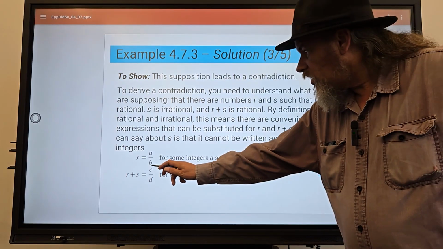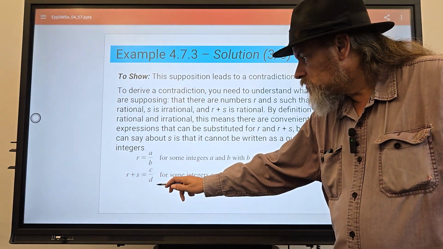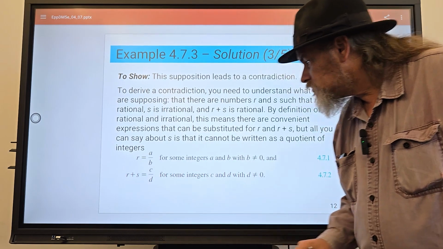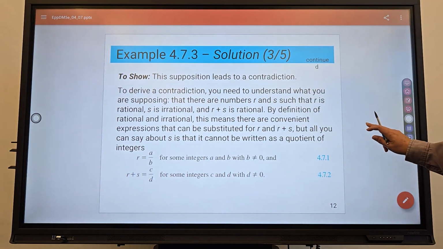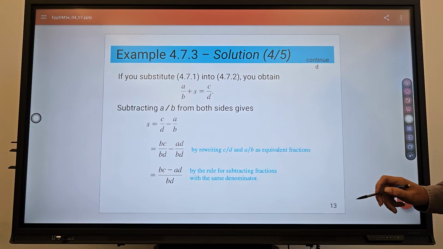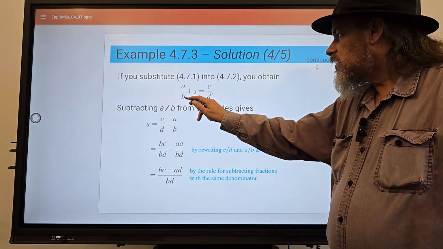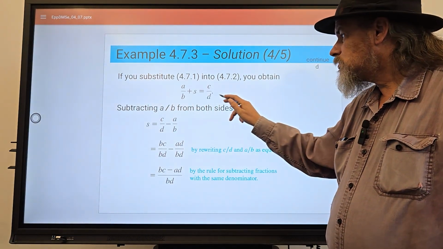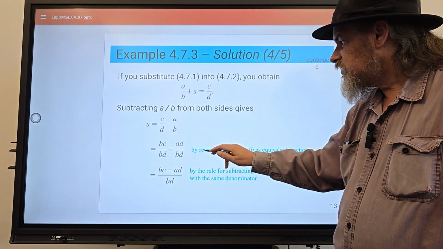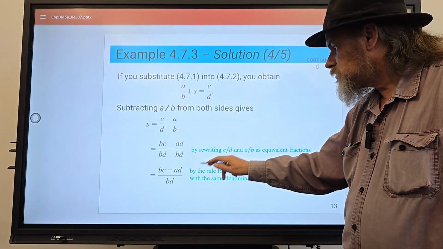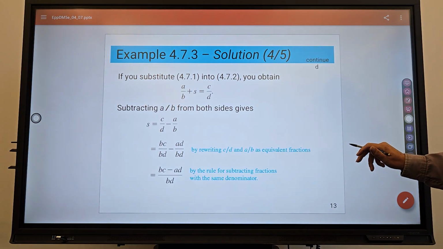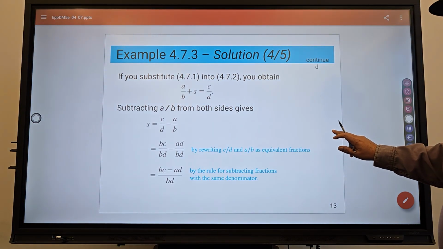So R is equal to A over B, R plus S is equal to C over D. Then substitute A over B for R, subtract A over B from both sides, and then do a little algebraic magic here.